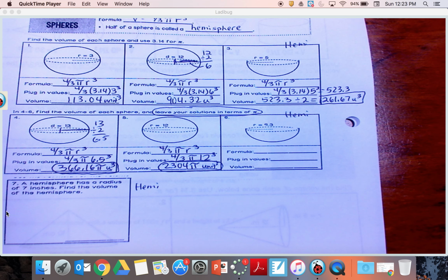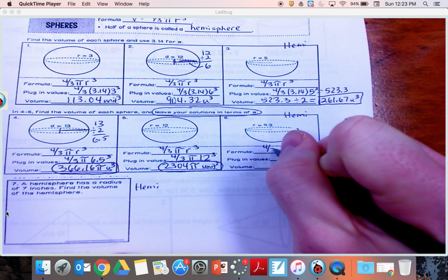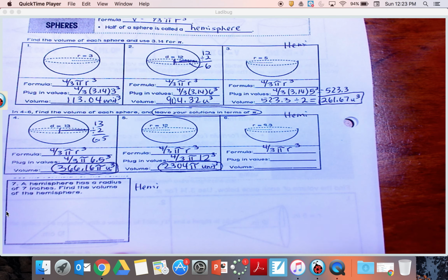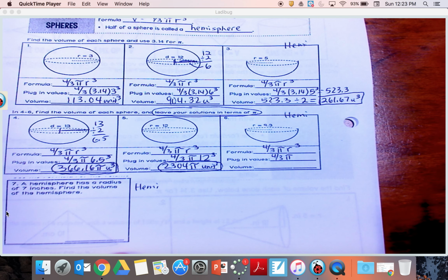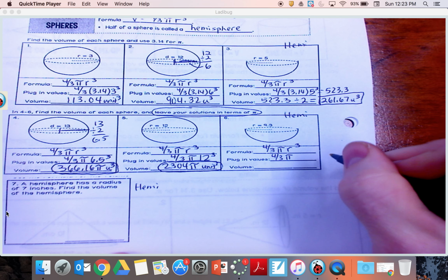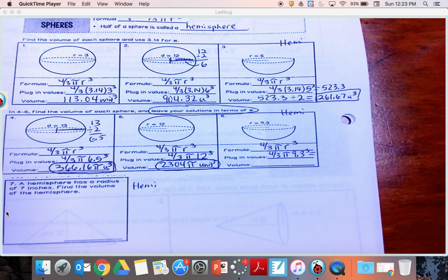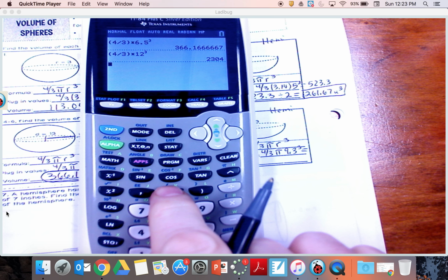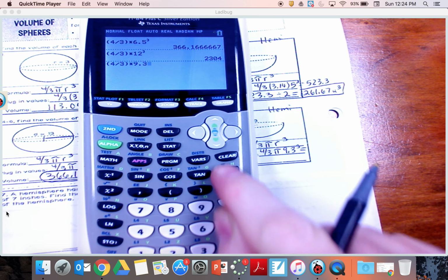Same thing here that I can do for this one. The formula here, this is a hemisphere, so remember I'm going to treat it as like a sphere. So I do 4/3 times pi times the radius cubed. I'm going to leave it in pi notation, so I'm going to leave the pi by itself. So I'm just going to use 4/3 times pi, 9.3 to the third power. And so what I have here, I'm going to do 4 divided by 3 times 9.3 to the third power.